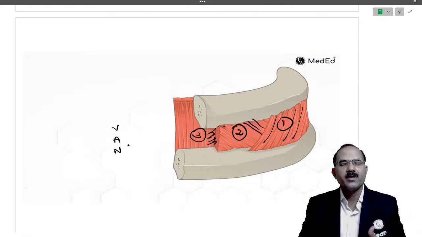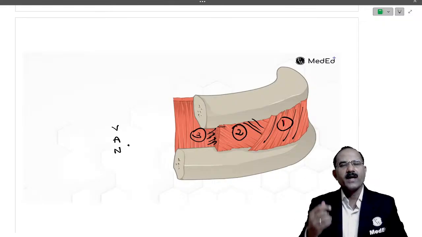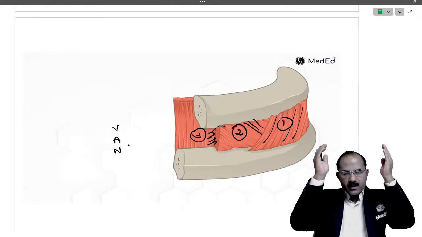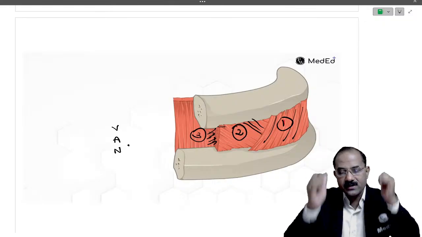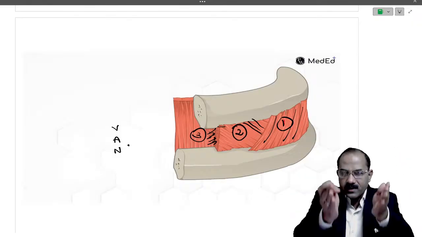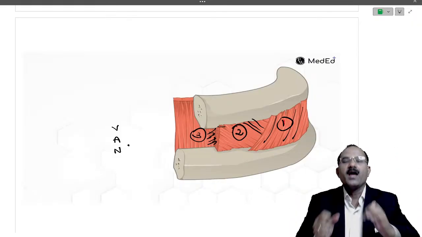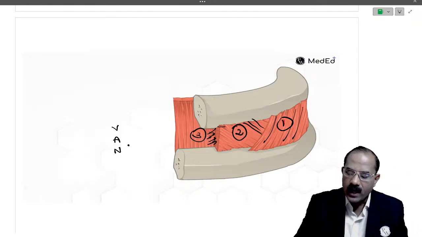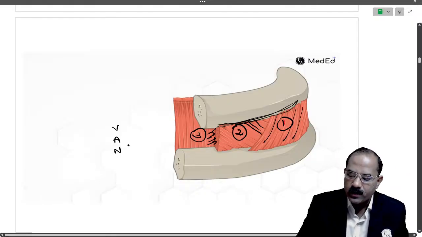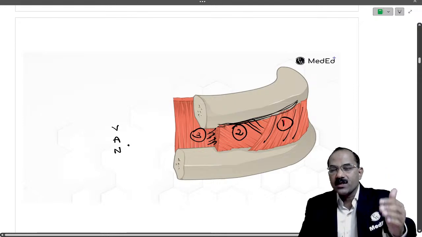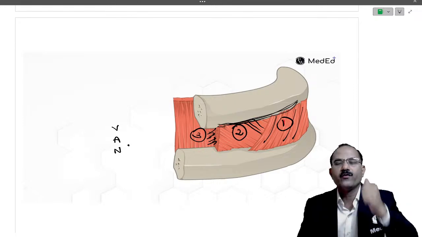External oblique is in the abdomen. External intercostal is in the thorax, right? So the nerves and the vessels of the thorax, they lie between the internal and the innermost intercostal. Where? In the costal groove. And where is this costal groove located? Along the inferior border of the rib. And how is the sequence? The vein, artery, nerve.